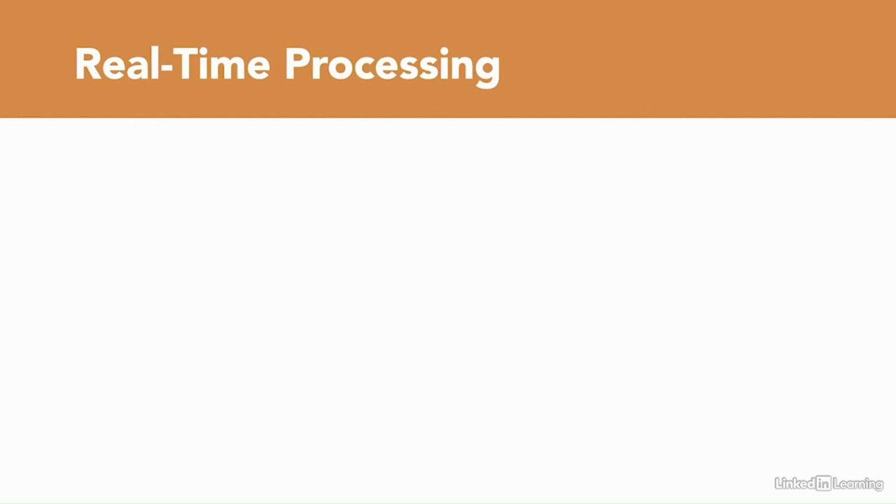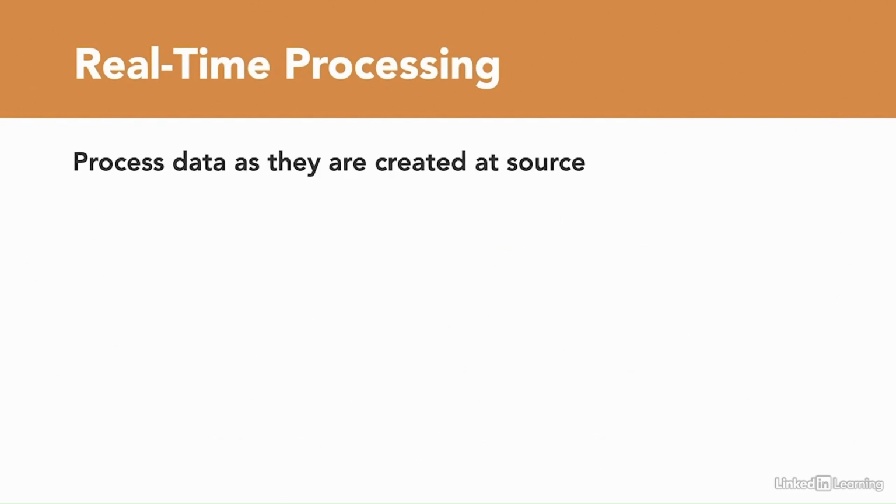How is real-time processing different? Real-time processing or stream processing works on input data as it is created at the source. It does not wait for the batch of records to build up, rather it processes one record at a time.